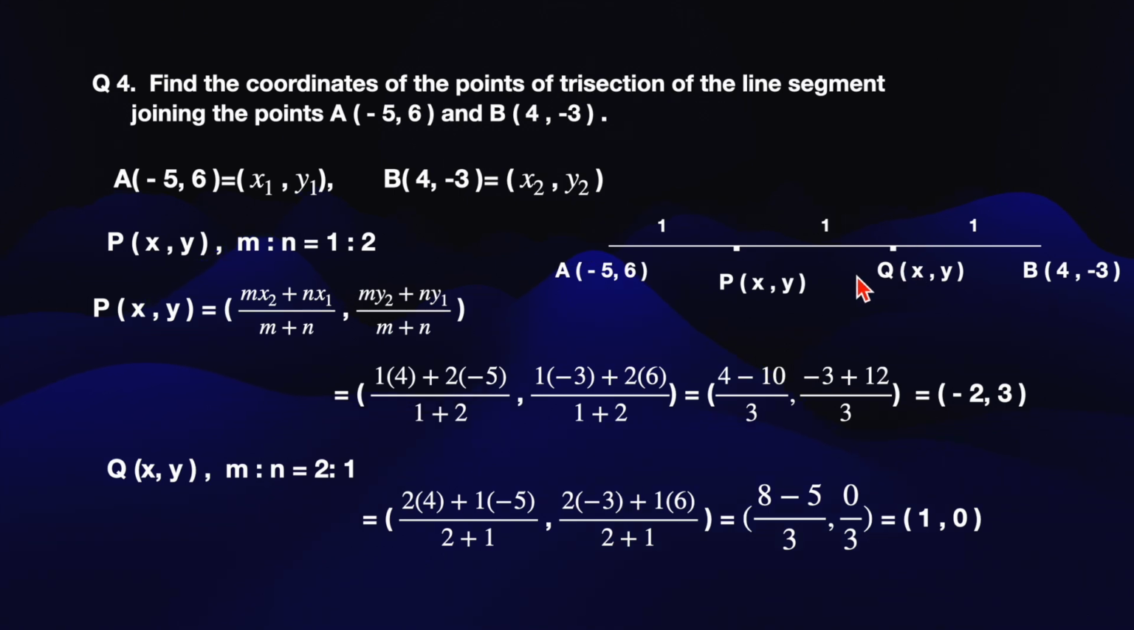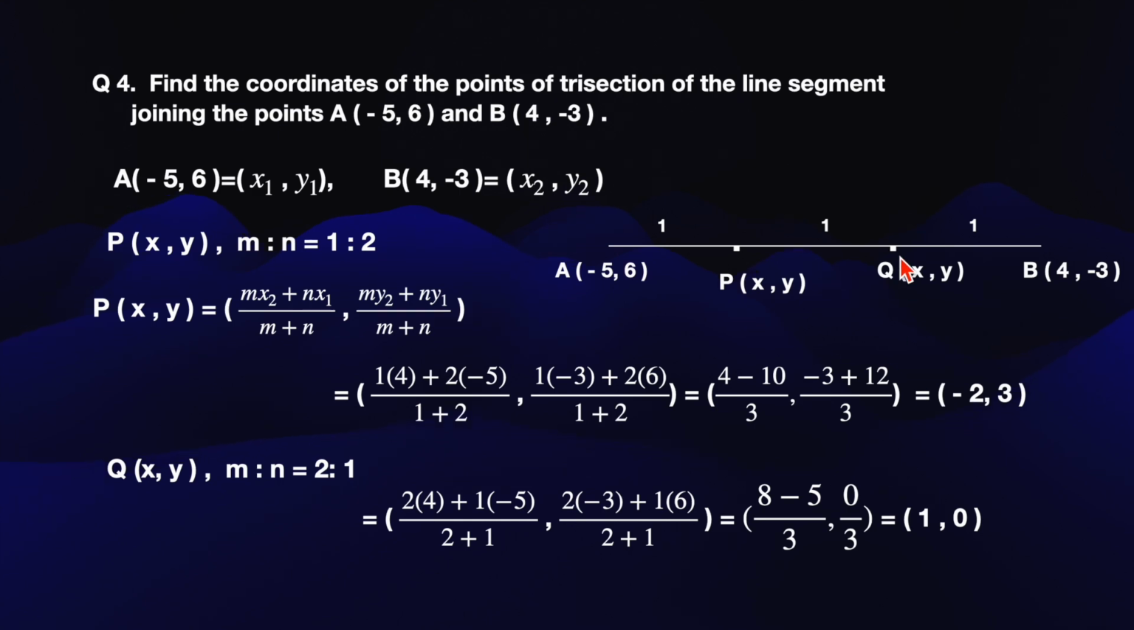Okay, so here let's find out for P(x, y) first. You can see that the ratio AP upon PB is equal to 1 upon 2, since PB is 2. So the ratio m is to n is 1 upon 2 for this point P. Be careful here. For this point P, 1 upon 2. Now you know the coordinates of A, that is x1, y1. This is x2, y2. Apply the section formula and you will get the coordinates of P(x, y) as (-2, 3). Okay, so you got the first answer.